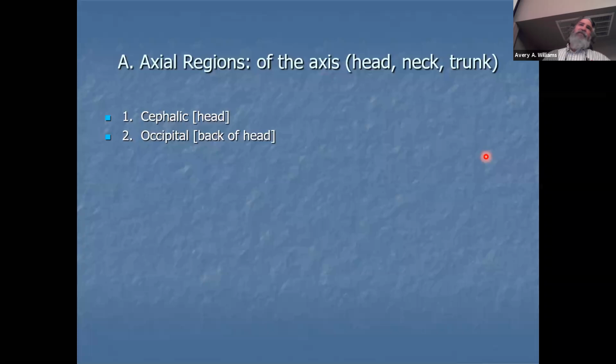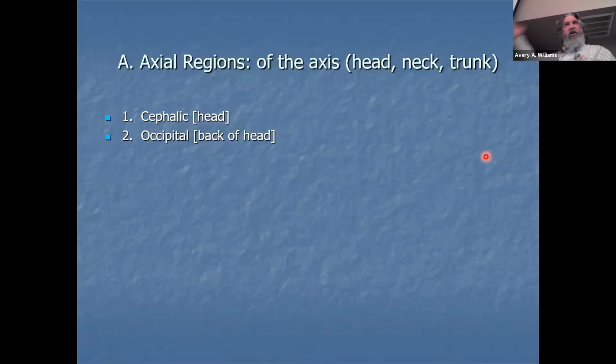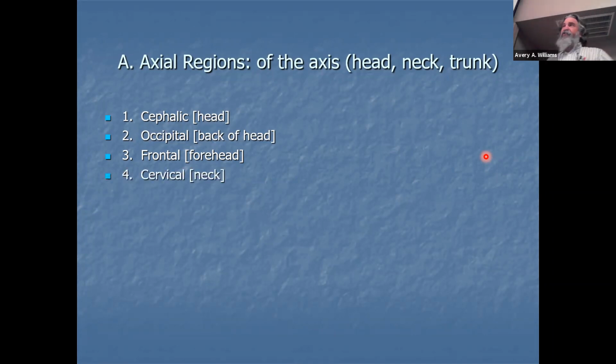Occipital could be an adjective, could be a noun, because you actually have a bone called the occipital bone. That's the bone in the back of your skull, or the occipital region just could be the back of the head. It can be like a sub-region of the cephalic region, okay? Likewise, in the front, you have a frontal bone, or your frontal region could just be your forehead, right? And then cervical.